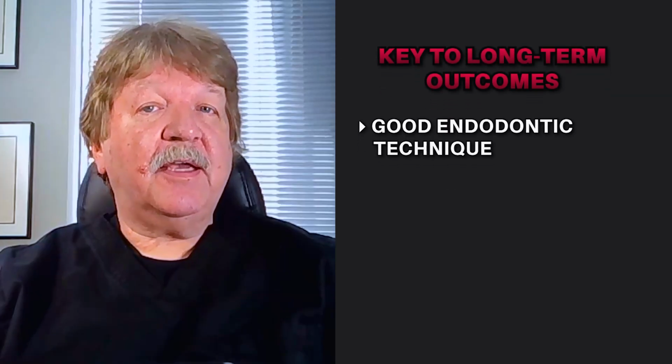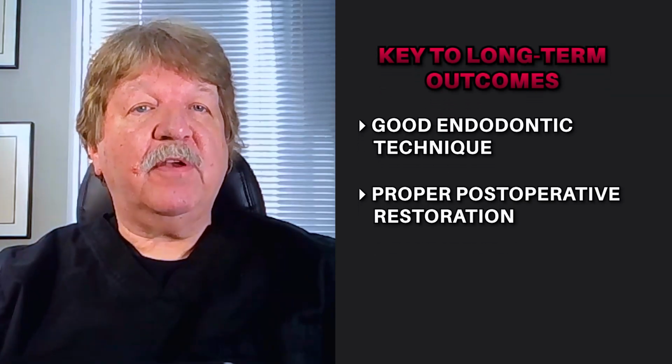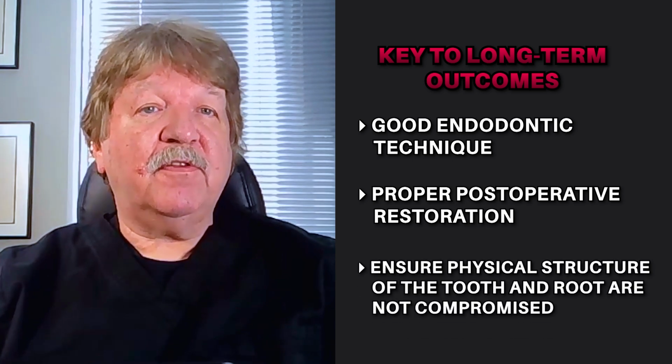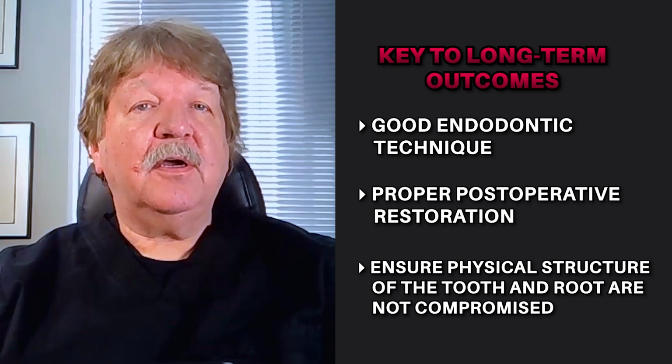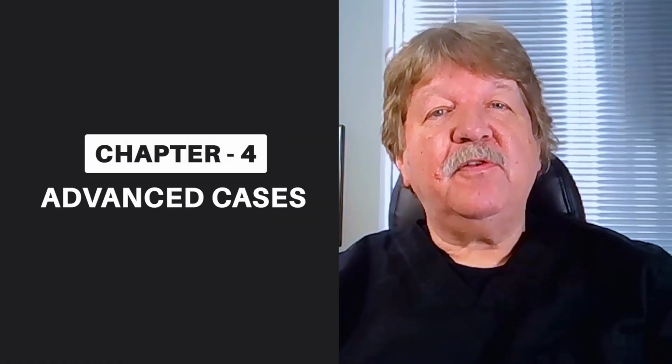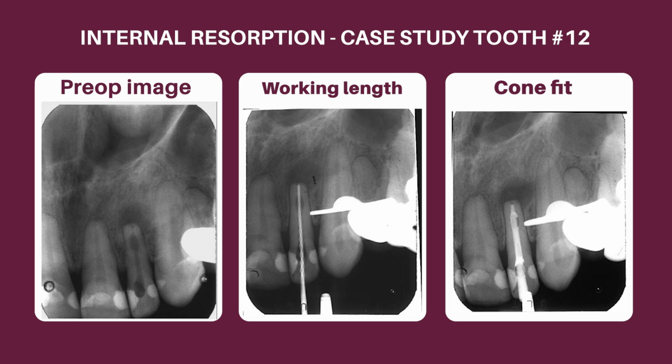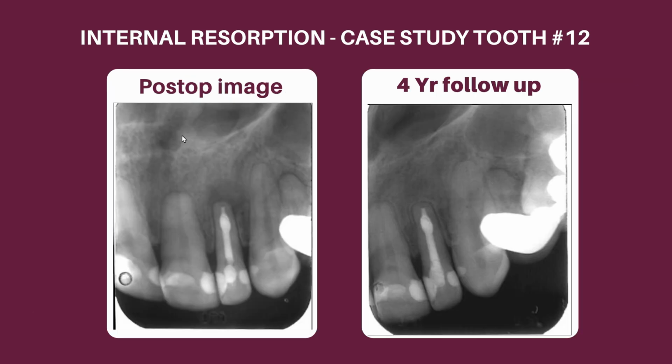Good endodontic technique and proper post-op restoration are usually enough to provide for long-term predictable outcome as long as the physical structure of the tooth and the root is not compromised. Fortunately, most internal resorption cases are caught before they perforate. They are also slow-moving as opposed to ECIR that can advance fairly rapidly. It's important to try to treat the tooth early before the resorption perforates the root surface and causes extensive internal damage that risks loss of the tooth.